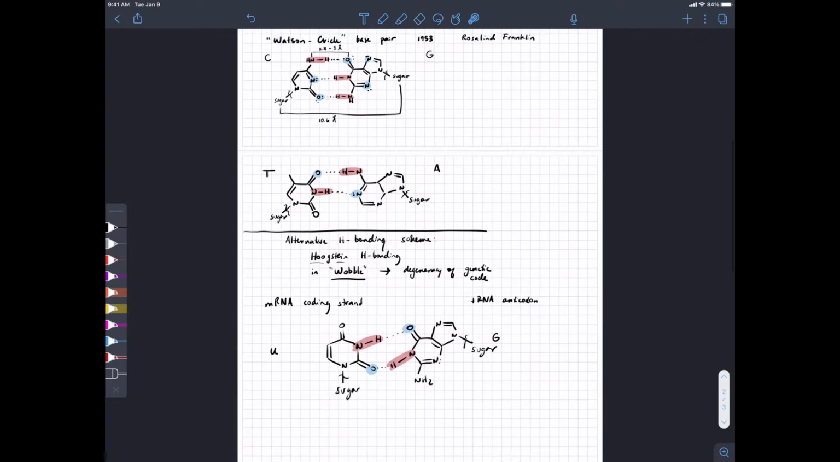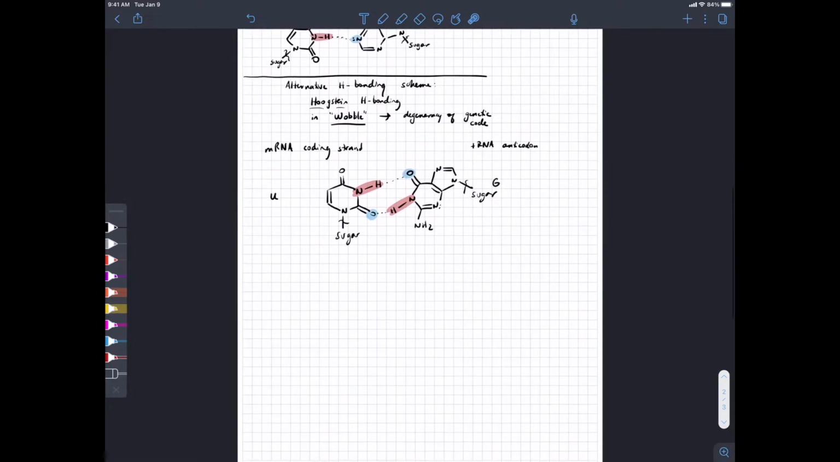Okay, so if G can recognize U as well as C, what kind of consequences might that have? Well, let's think about if we have a codon in mRNA, and we're going to write this from 5' to 3'. We haven't really talked about what that means yet, but you might know. And let's suppose the codon is UUU. The appropriate anticodon in the tRNA would be AAA.